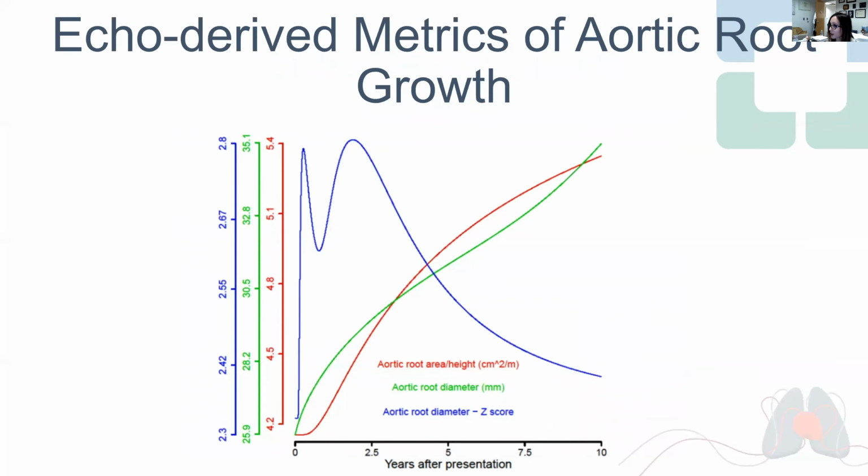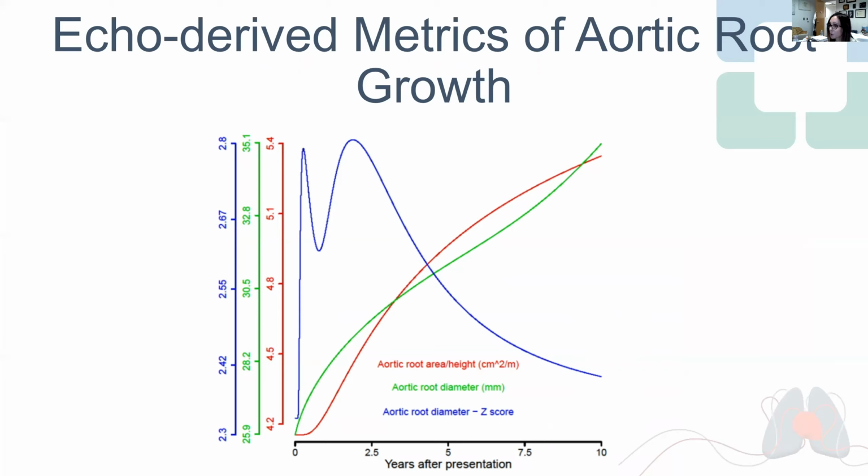These plots are somewhat complicated, but I'll explain them. The three different colored lines represent growth trajectories of the patient population stratified by aortic root area, or CSA over height index, in red, aortic root raw diameter in green, and the aortic root diameter Z-score in blue, since the time of presentation up to the follow-up, which was about 10 years.